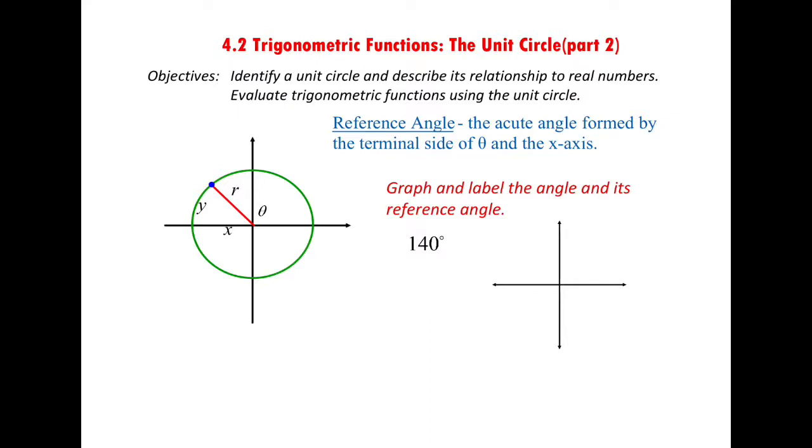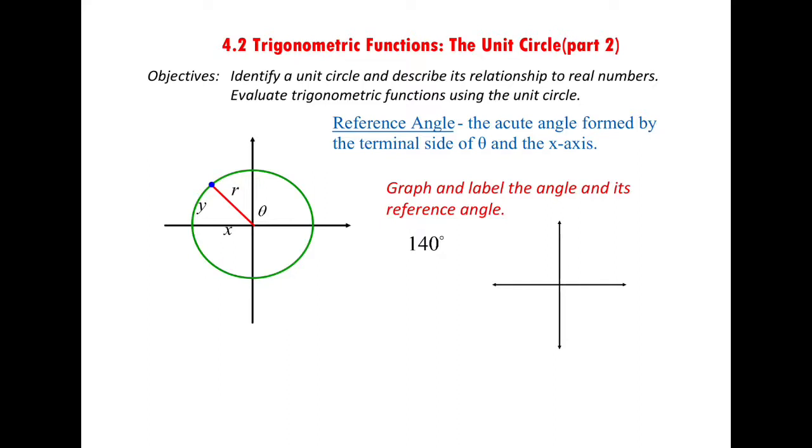In part 1, we dealt with angles in quadrant 1, and in part 2, we're going to deal with angles in quadrants 2, 3, and 4, and also angles that are not located in quadrants, called quadrantals, on the axes. So the first thing is, what happens when we go outside of quadrant 1?